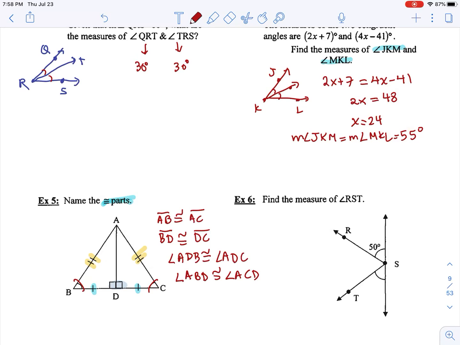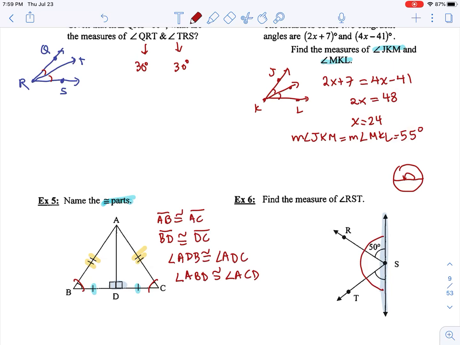For example 6, find the measure of angle RST. So here we have a straight angle, and a straight angle, if we think about it in terms of a circle, if I drew the diameter across the circle, we know a circle is 360 degrees. So therefore, half of a circle, or half of a revolution, a straight angle is 180 degrees. So the entire angle here is 180 degrees.